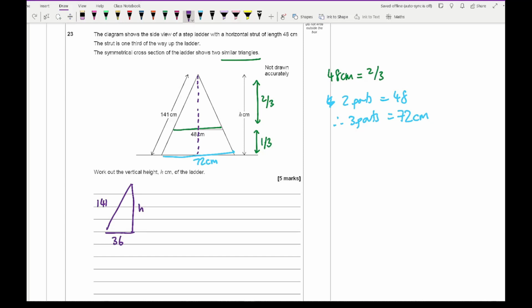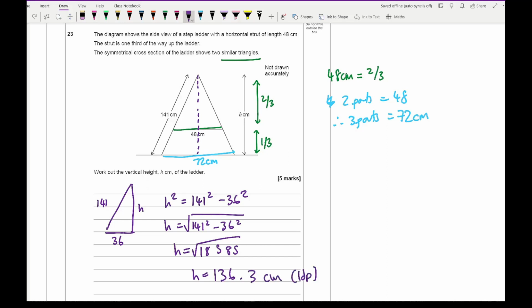So here what I've got then, using Pythagoras, I've got h squared equals 141 squared minus 36 squared. h equals the square root of 141 squared minus 36 squared. And I should get an h value of whatever that is, 136.3185585. So h equals a value of 136 centimeters, and that's to 1 decimal place.